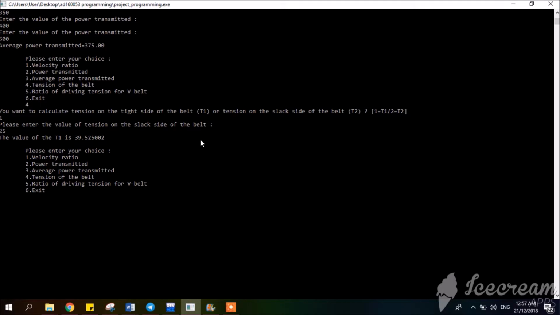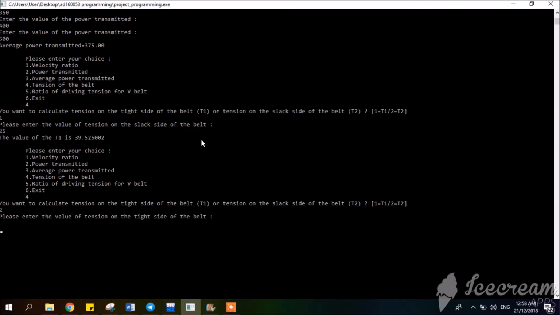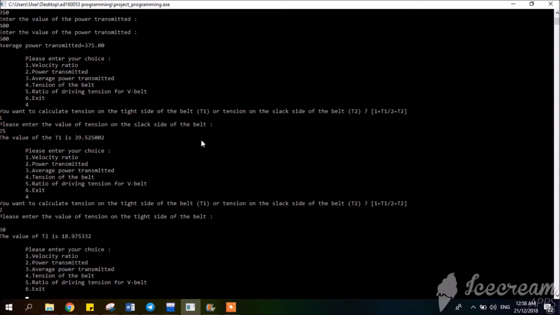So we try to calculate the tension on the slack side of the belt. Again we put number 4, then we choose number 2, tension on the slack side of the belt. In this calculation, we need the value of the tension on the tight side of the belt to get the value of the tension on the slack side. We enter 30, and then we get the value of T2, the tension on the slack side of the belt, which is 18.975332.